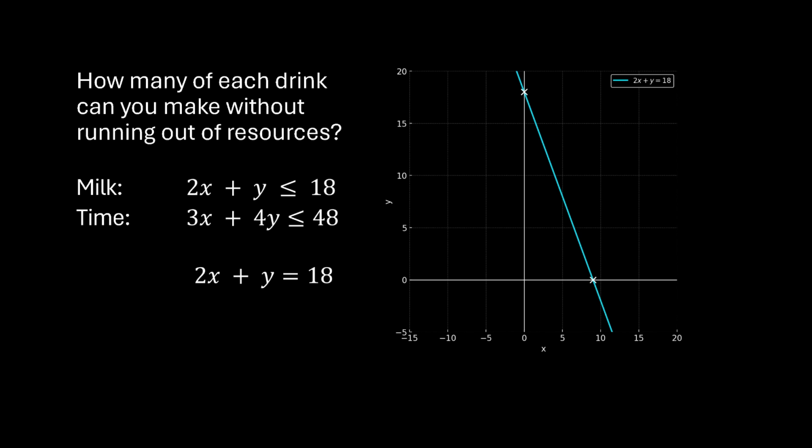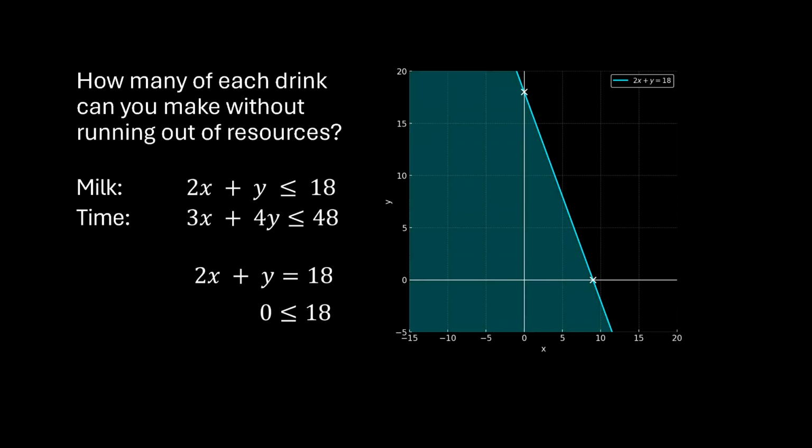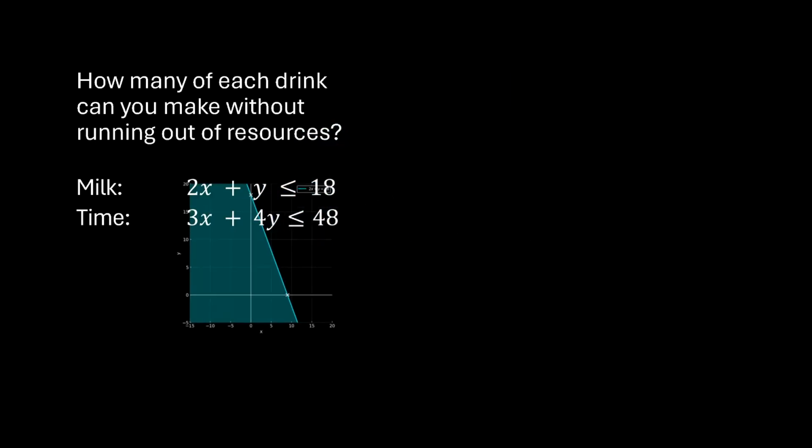Then we proceed by using the origin as our test point. That is, substituting x equals 0 and y equals 0 into the milk constraint gives us 0 less than or equal to 18, which is true. Then shade the side containing the origin. Now let's put that one aside.